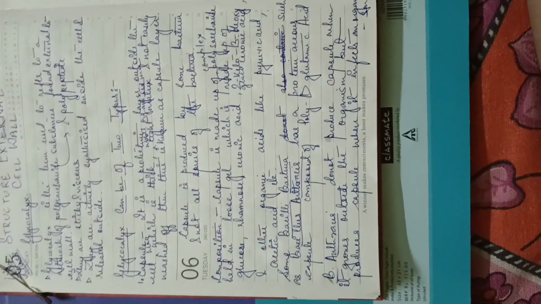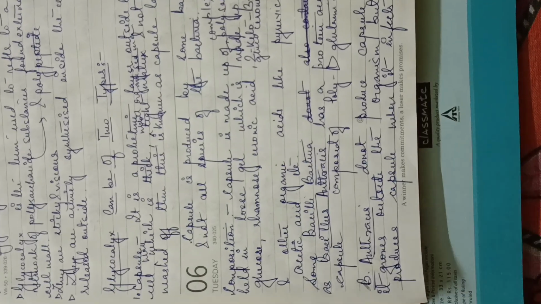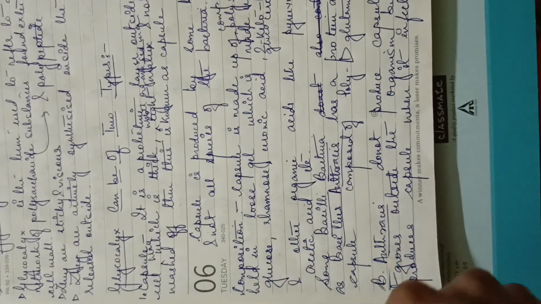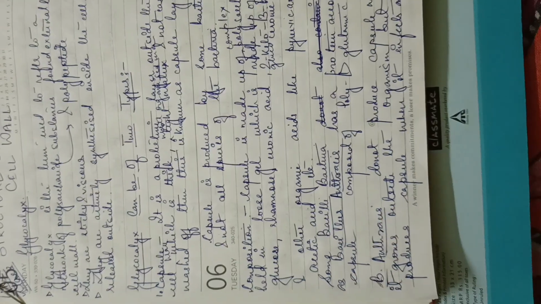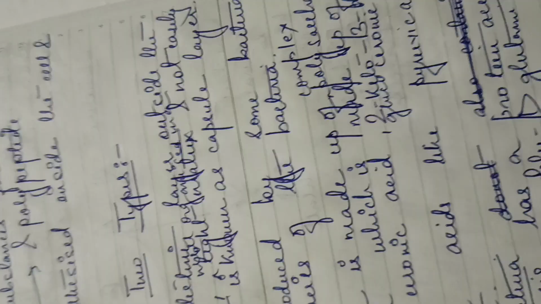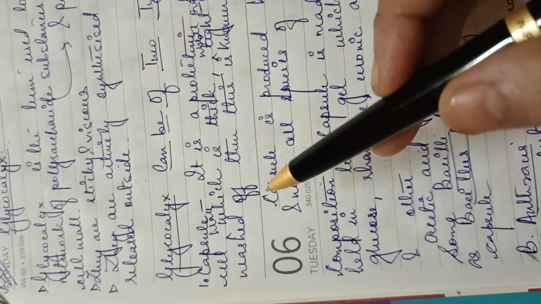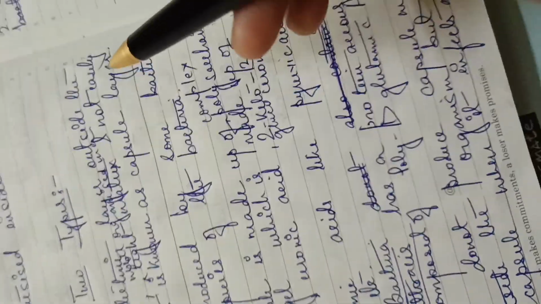Now we have glycocalyx. This glycocalyx can be of two types. First is capsule and second is slime layer. So we are going to see capsule first. What is a capsule? It is a protective layer outside the cell wall which is thick, well organized in a tight matrix, and not easily washed off. Then this is known as a capsule layer.